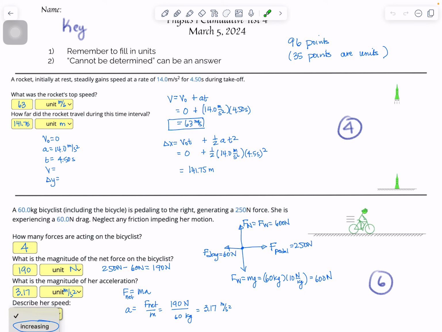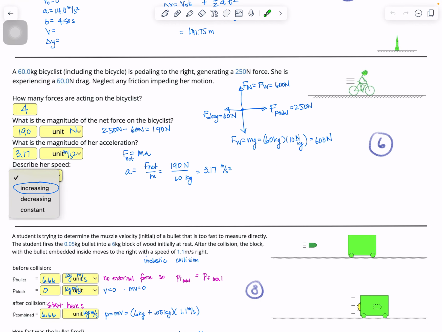and that's what I get for my top speed. And then for the height, I'm going to use this equation. And again, the initial velocity is still 0, so the whole term is 0. And I just plug in my values, and that's what I get for the height.